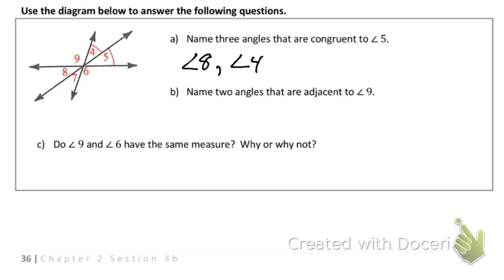Who can go out on a limb and name the hardest of the 3 angles? There's one more angle that's congruent to 5. Yeah, angle 7. How'd you get angle 7? Because if 4 is congruent to it and 4 and 7 are vertical angles, then they have to be the same measurement. Do you know what you just used? The transitive property, or the transitive postulate.